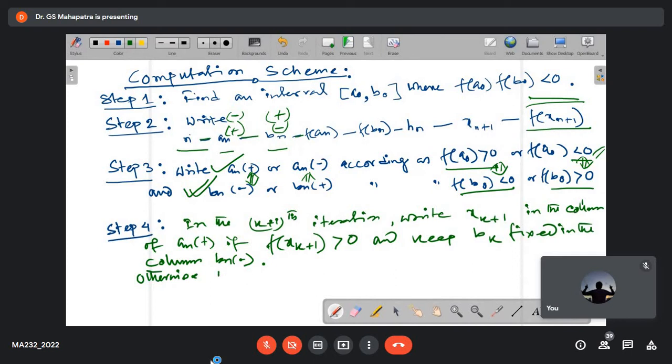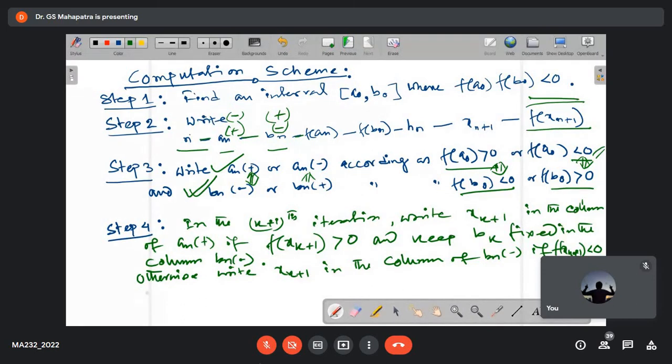Write x k plus 1 in the column of b n negative if f of x k plus 1. If anybody is following me, he or she can answer. Is this greater than 0 or less than 0? Less than 0, sir. Fine. You are following. Very good.